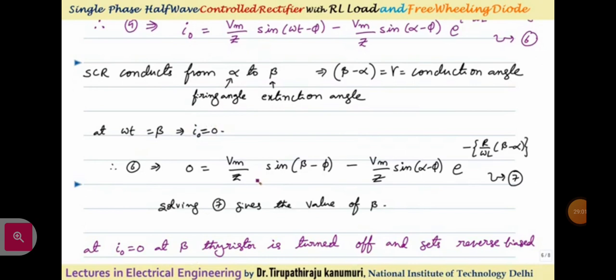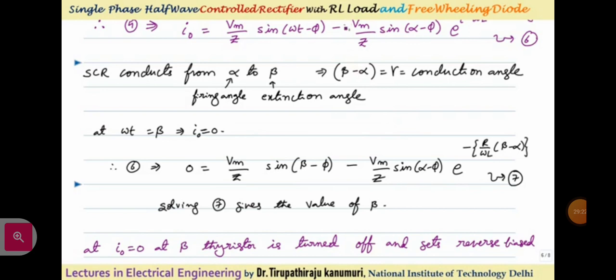So substitute I naught is equal to 0 and omega t is equal to beta in this equation. So you will get this equation. If you solve this equation, you will get the value of beta. That is the beta which is called the extension angle. That beta value can be anywhere between pi to 2 pi. It depends on how much value of the inductance is there.